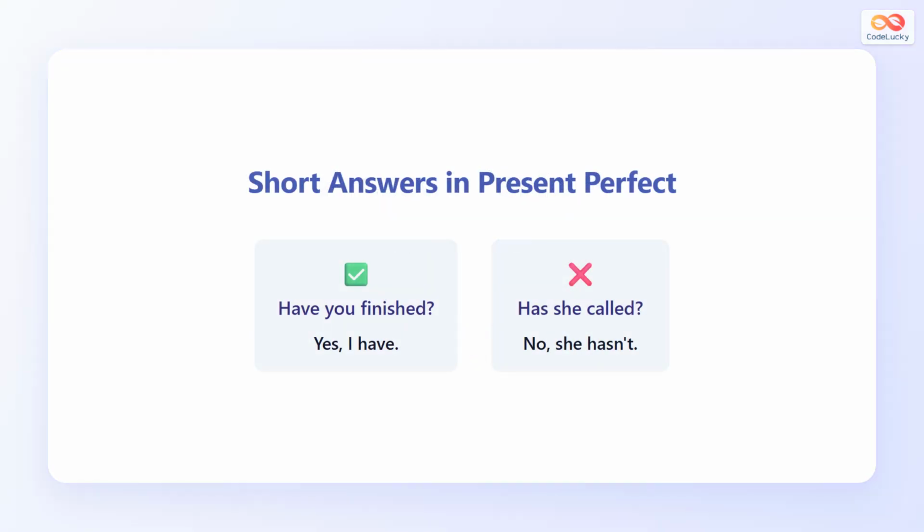Let's look at two examples of short answers in the present perfect. On the left, we have a positive answer. If someone asks, "Have you finished?" you answer, "Yes, I have." On the right, we have a negative answer. If someone asks, "Has she called?" you answer, "No, she hasn't." Notice how we use have or has in our short answers, not do or does.